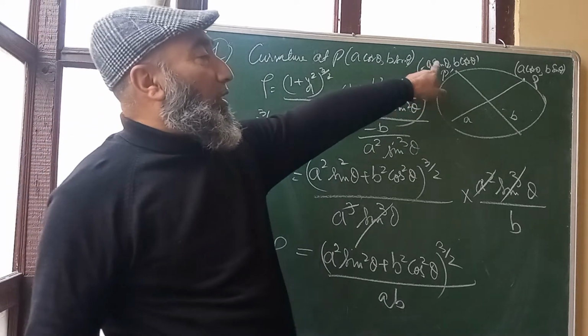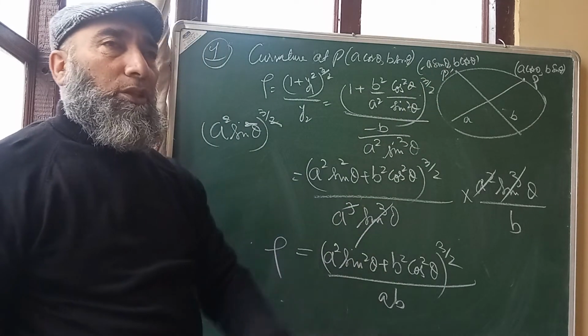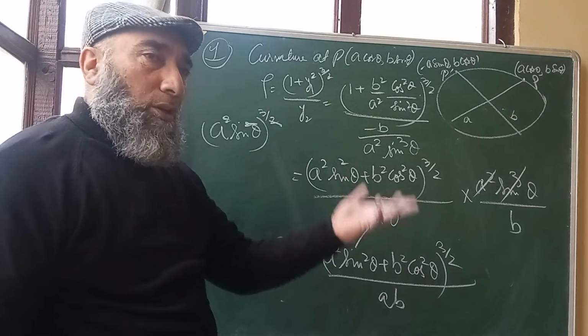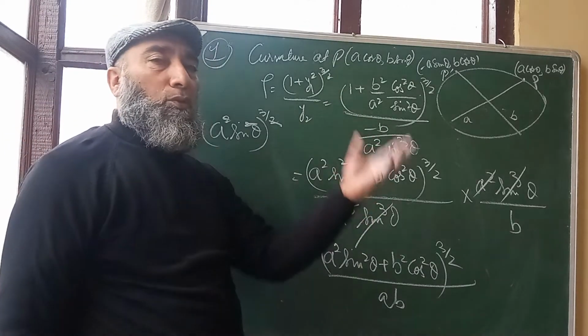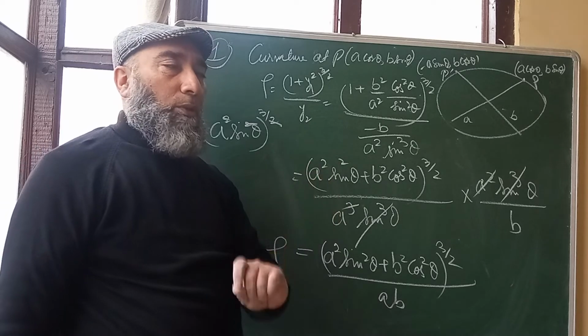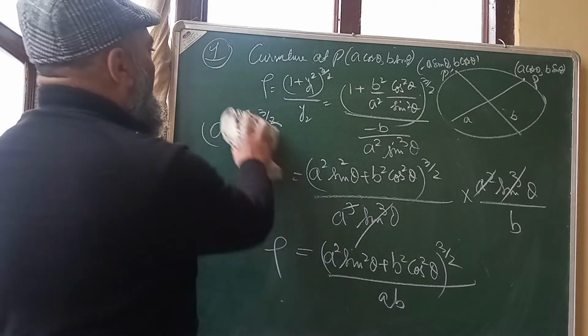Similarly, you can find the radius of curvature at this point. And there is a relation, there is a question on this. If CP and CD are the central radii of curvature of an ellipse, then you have to prove that rho 1 raised to the power 2 by 3 plus rho 2 raised to the power 2 by 3 is equal to (a square plus b square) by ab, raised to the power 2 by 3. You will do it yourself. This is it.